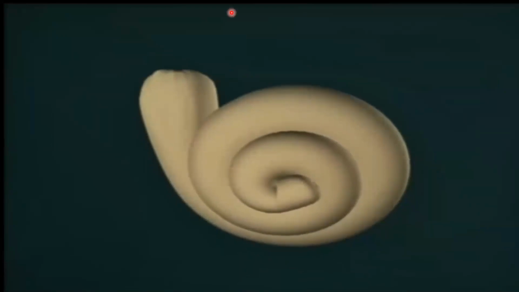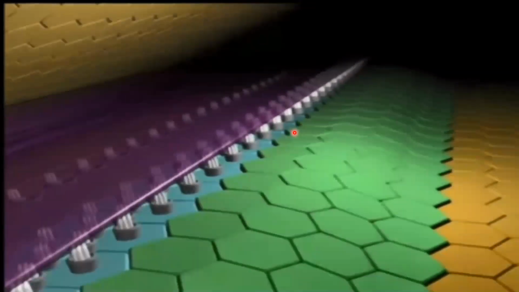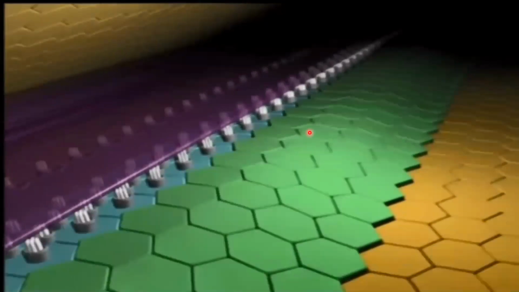Three semicircular canals you can see, and this is the cochlea, and inside the middle duct of the cochlea, sound receptor cells are present.